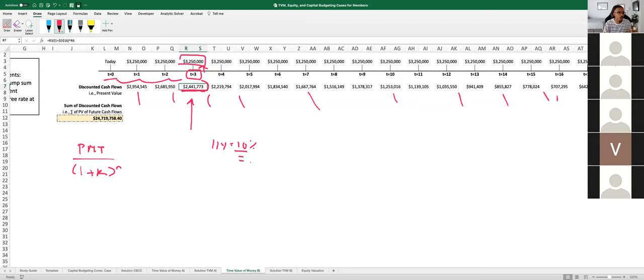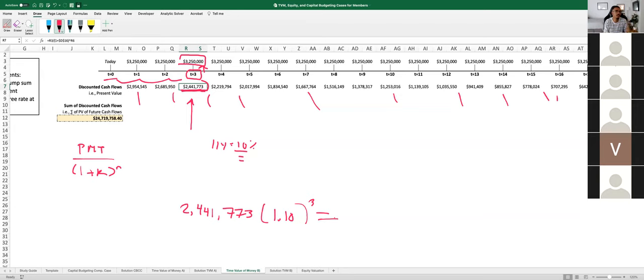I can even show you an example with math. We can even do an example right now. Could somebody take this amount right here, 2,441,773, and multiply it by 1.10 to the power of 3, and tell me what this gives you? Everybody do it in the chat. You're going to see what I mean by future value and present value, and how you can discount your future value to gain your present value, and how you can accrue interest on your present value to get the future value.